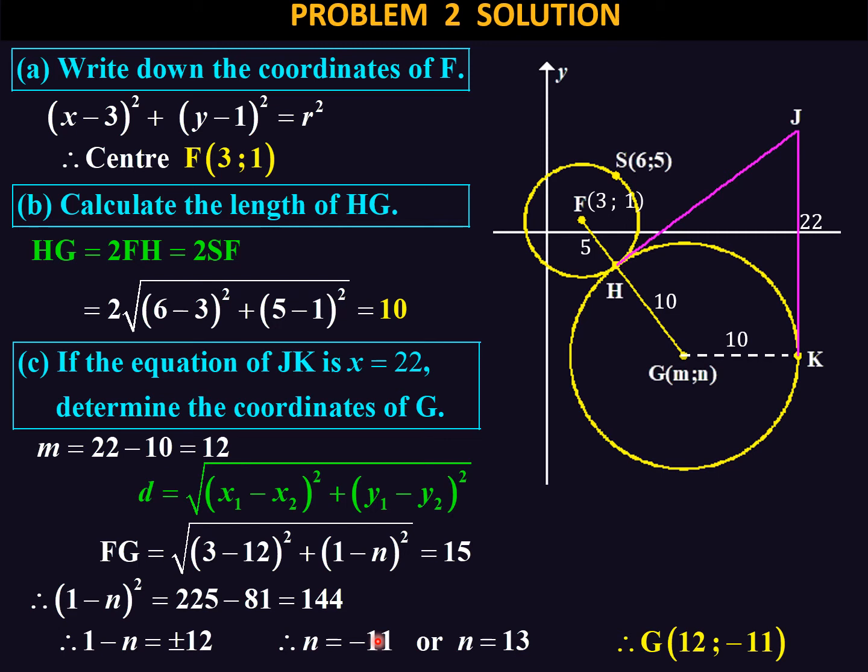Let's just briefly go over that again. Because that x coordinate there is 22, so it's perpendicular. Because the radius and the tangent are perpendicular, so this x coordinate will also be 22. Once I have 22, I can find the coordinates of G. I just go 10 back, so that gives me the 12. Now the only unknown there is m and n. But these distances that we worked out earlier, FG's distance I know, so I can use the distance formula to solve for n, and that's what we did there.